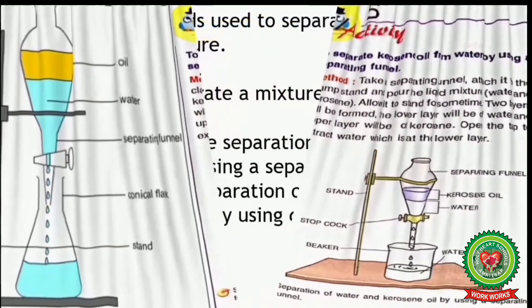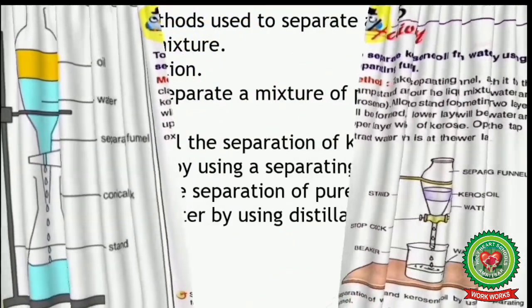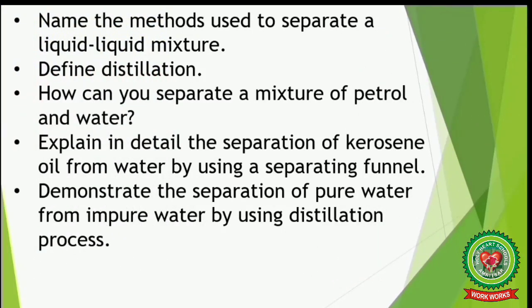Students, you must be able to answer all these questions. First question, name the methods used to separate a liquid-liquid mixture. Second question, define distillation. Then, how can you separate a mixture of petrol and water? Explain in detail the separation of kerosene oil from water by using a separating funnel. Last question is demonstrate the separation of pure water from impure water by using distillation process. Note down all these questions and revise properly. Thank you.